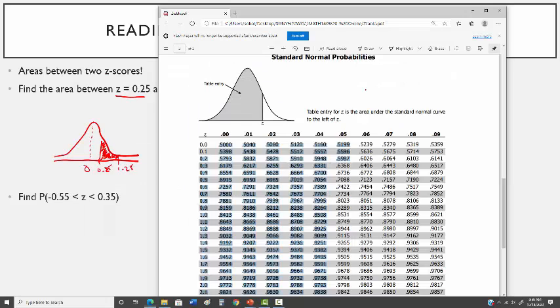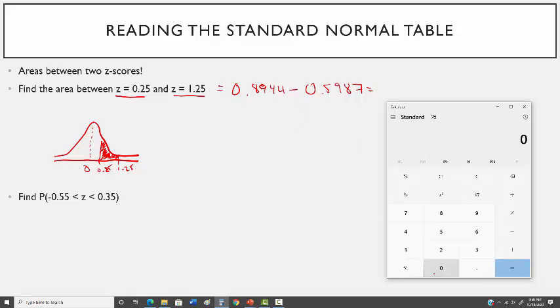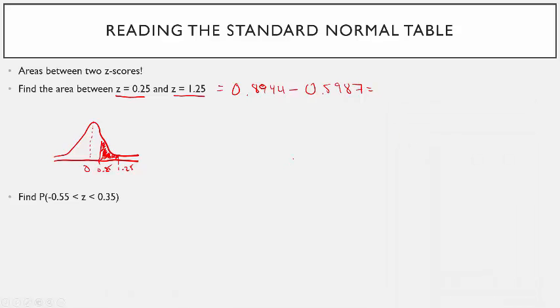So just grab a calculator for this, right? Like I'm just going to load up this calculator here. So it's 0.8944 minus 0.5987. And my answer here is 0.2957. Piece of cake.